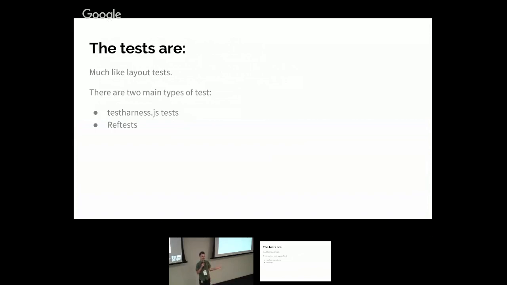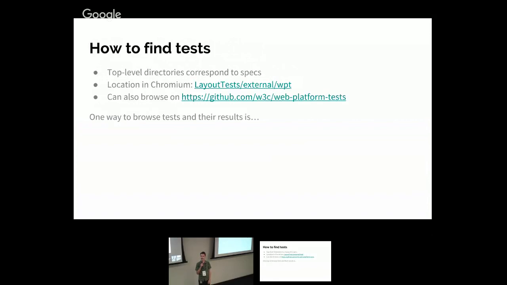As general background about the tests, they're basically like layout tests. And there are two interesting types of web platform tests: testharness.js tests and reference tests, or reftests. They're organized in the repository under top-level directories, where each top-level directory corresponds to a specification, a web standard.